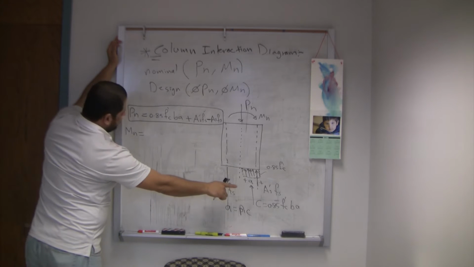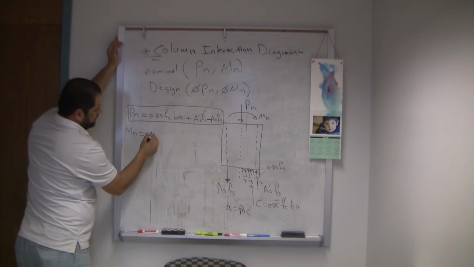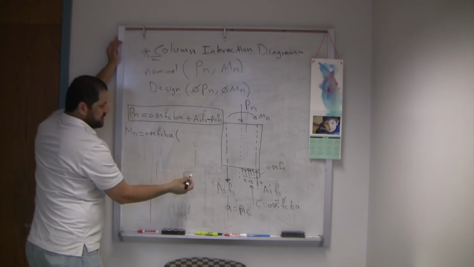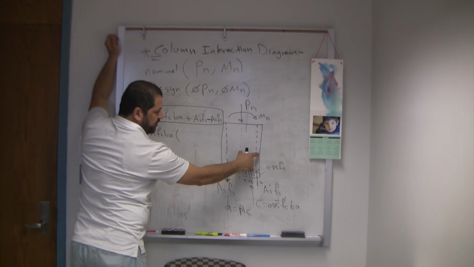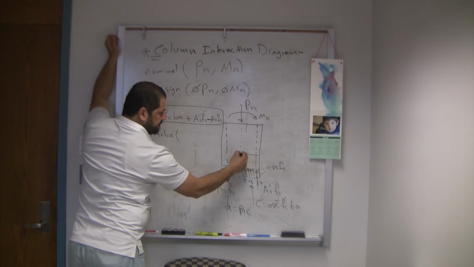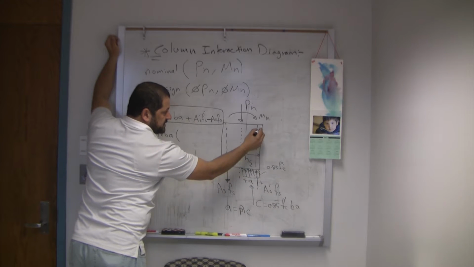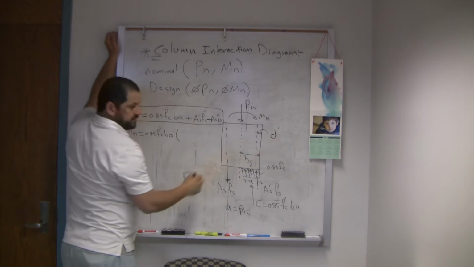Okay, I will start with the 0.85 f'c b a. What's the distance from the centroid of this one to the center of the column? Half of the column, this distance from here to here, is h over 2. And this cover here is given information. Call it d' on both sides.